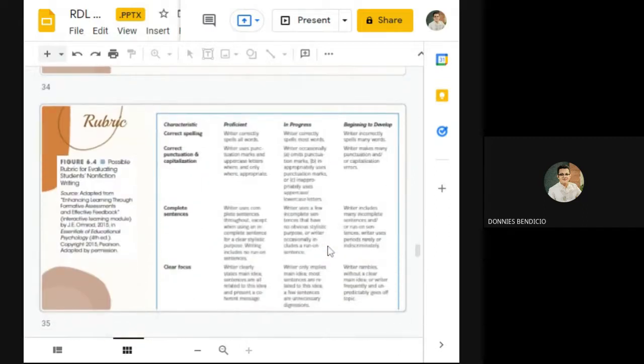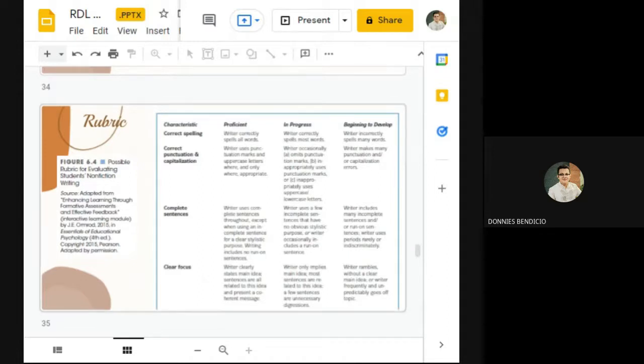So let's say for example right here, we have the characteristics at the left side. So halimbawa, meron kayong correct punctuation and capitalization. Meron kayong ganitong characteristic. And then sa right side ninyo, meron kayong levels. So meron tayong proficient, meron tayong in progress, meron tayong beginning to develop. So meron tayong rate on how a correct punctuation and capitalization, for instance, can be graded, okay, or represented by an output of the student.